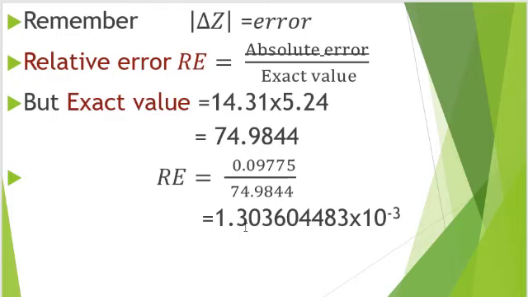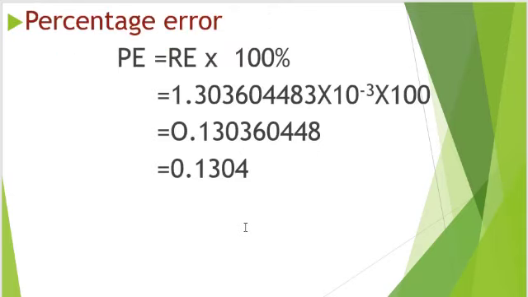Why is it that I'm not bothering to expand this? I'm not expanding this simply because this is not my final answer. It's just an intermediate value which is helping me reach the answer. Percentage error is relative error times 100. That means we pick that value which is not expanded from the previous slide and multiply it by 100.